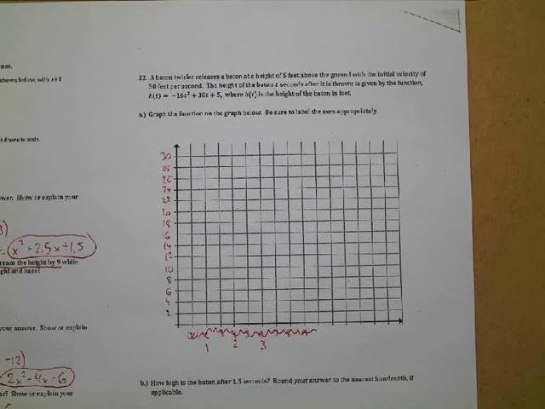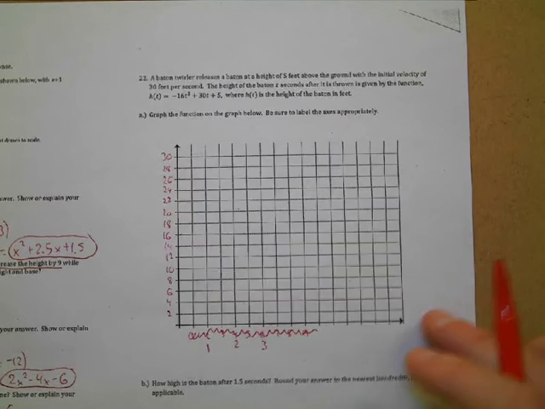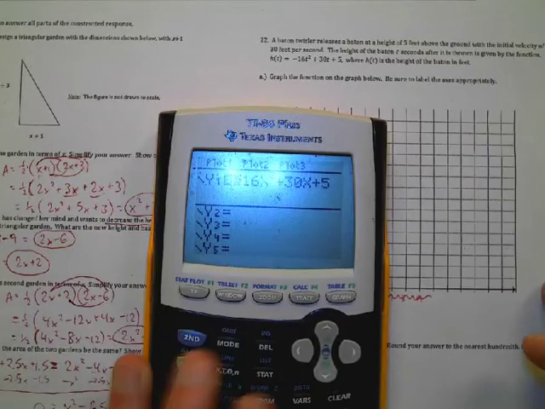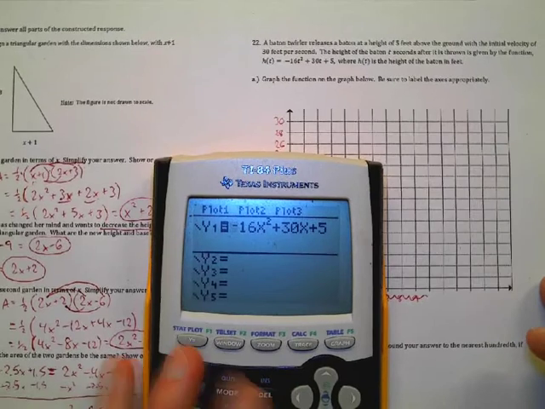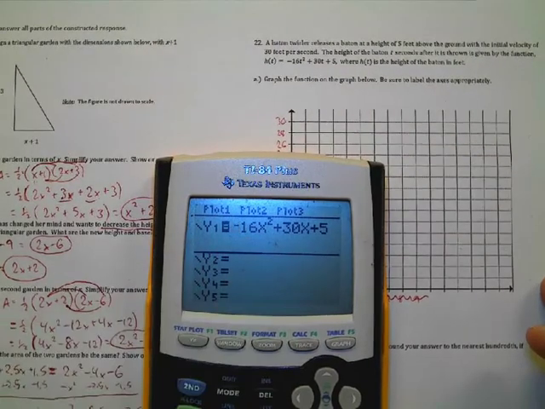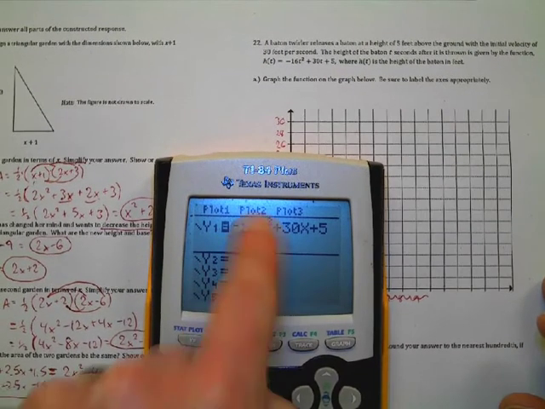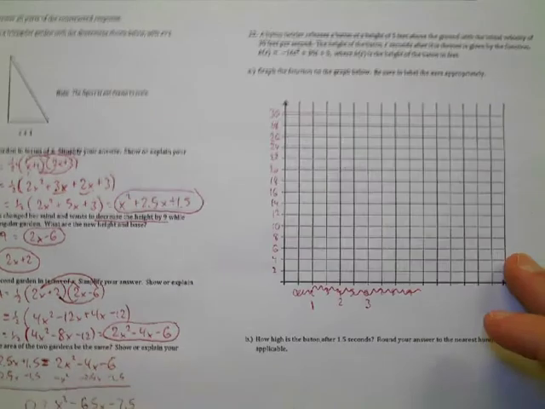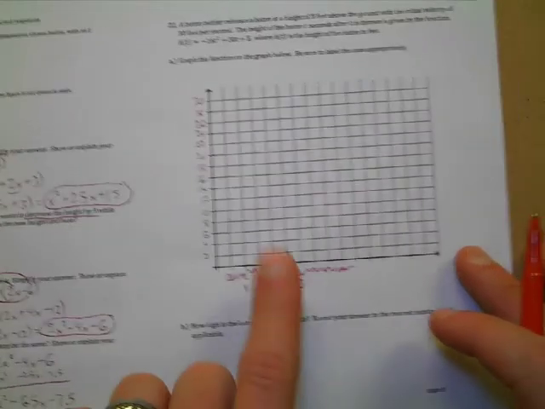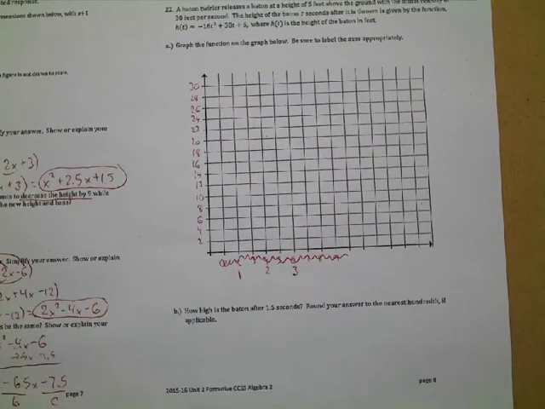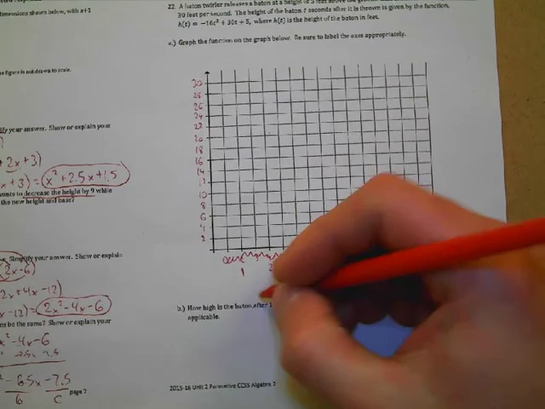Let's see what we came up with here. We're going to type that into our graphing calculators. Negative 16, make sure you're using the negative and not the minus button there. Negative 16x squared plus 30x plus 5. When we go to label our axes here, what should we label the x-axis as? Time, or t. Time in what units? Seconds is right. Yes, time in seconds.